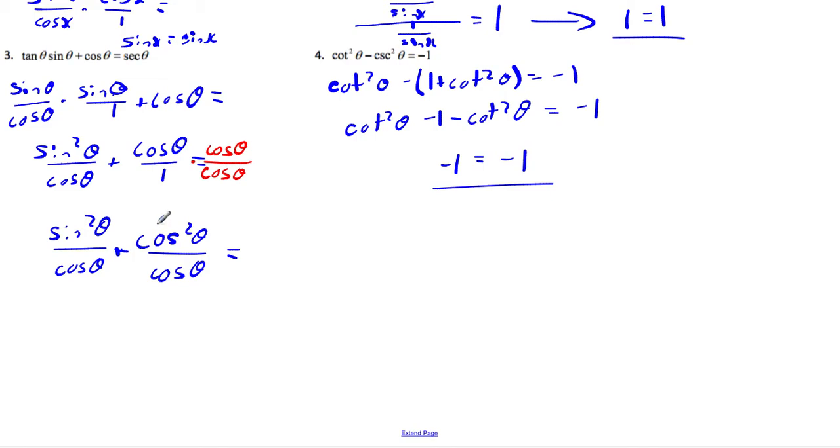Sine squared of theta plus cosine squared of theta is a Pythagorean identity. That is 1. The denominator stays the same. 1 over cosine of theta is equal to secant of theta. That was a fun one.